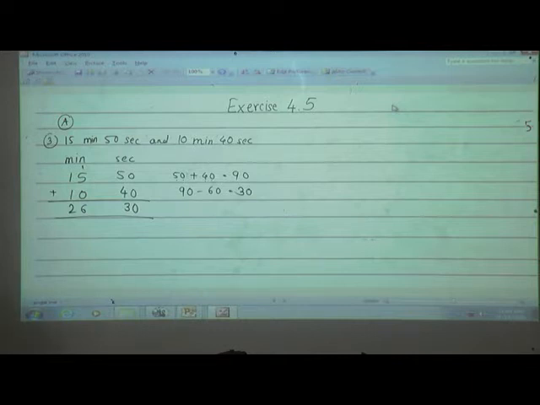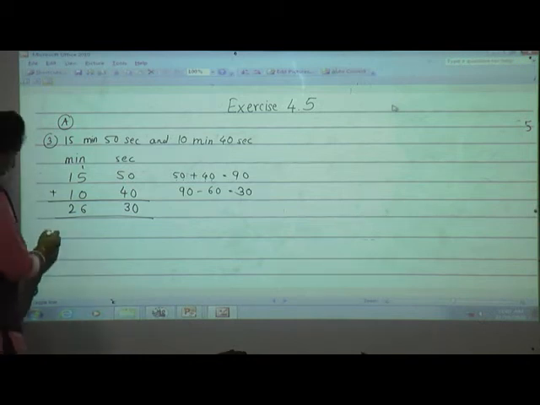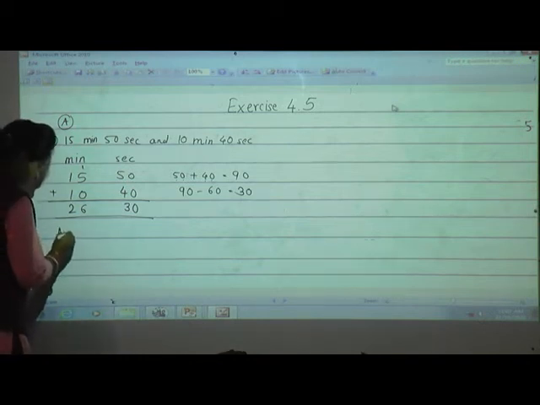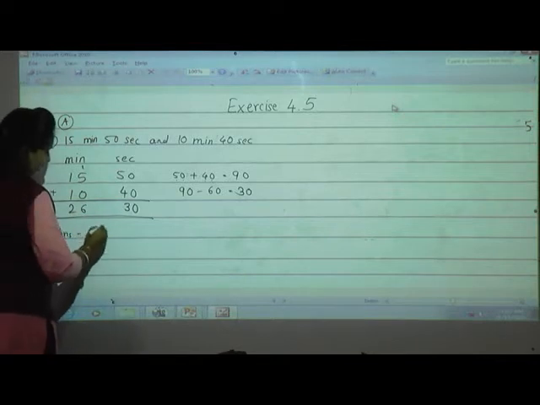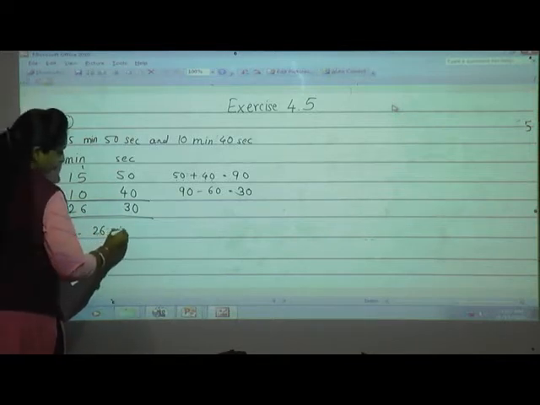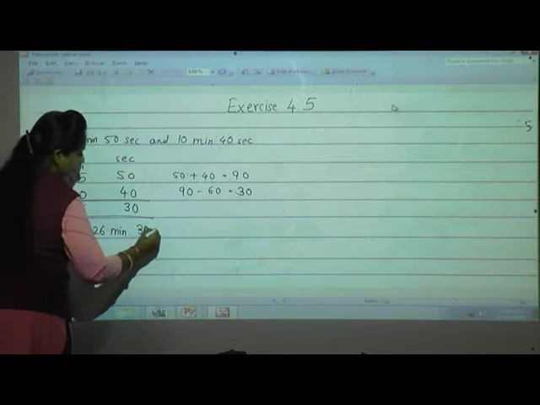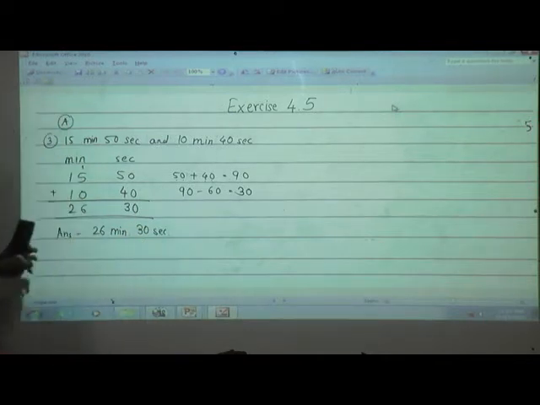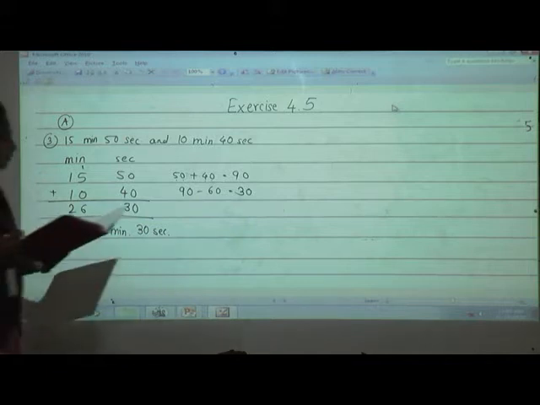26 minutes and 30 seconds, isn't it? Clear? Yes? So write here, answer: 26 minutes 30 seconds. Now last one more I will solve for you. Fifth one I will solve.